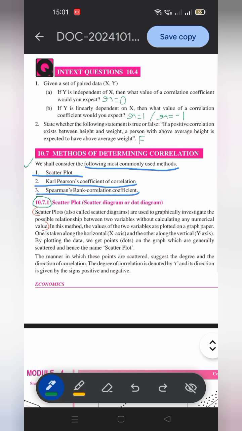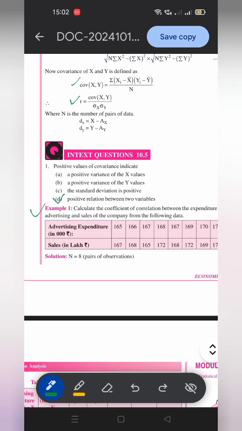Second question, state whether the following statement is true or false. If a positive correlation exists between height and weight, a person with above average height is expected to have above average weight. Index question 10.5. First question, positive values of covariance indicate. Answer D, positive relation between two variables.